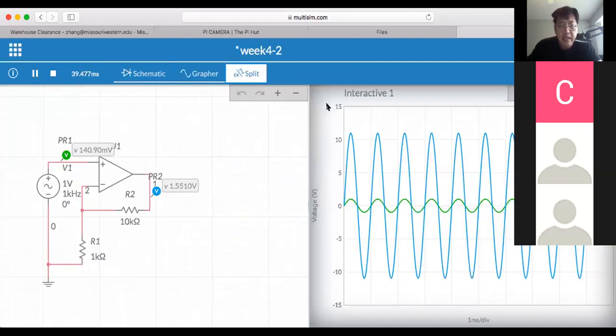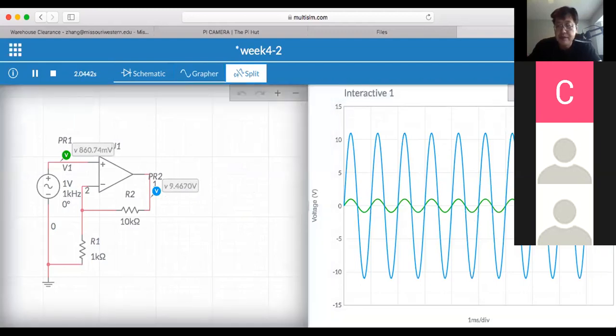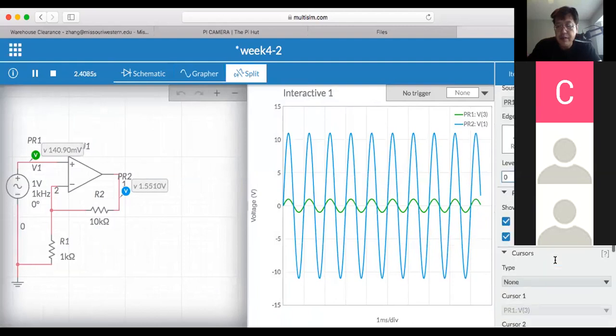All right, again, we do the simulation. You see it right here. The input is 1, output is 11. So the input is the green, little one. The output is the bigger one.